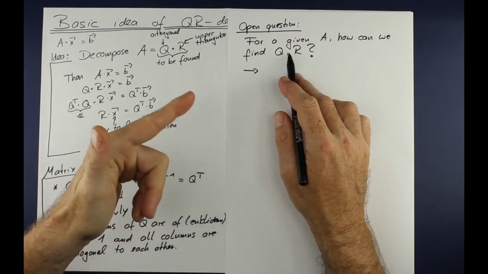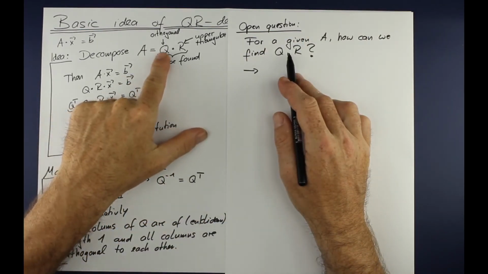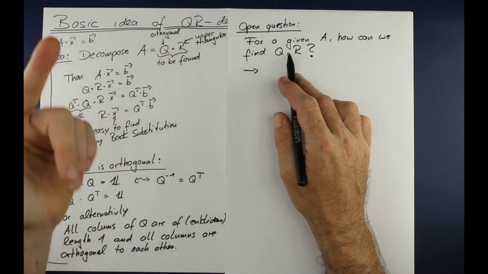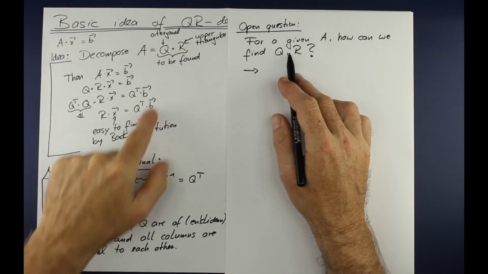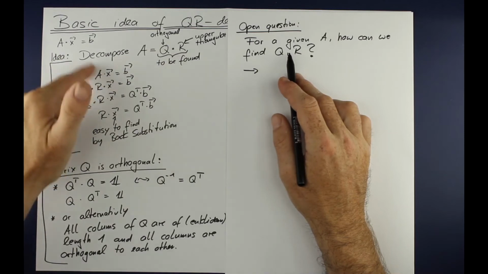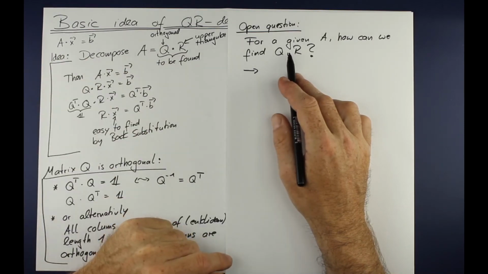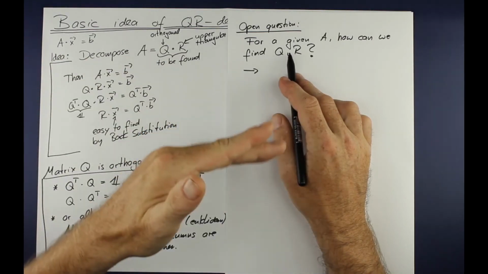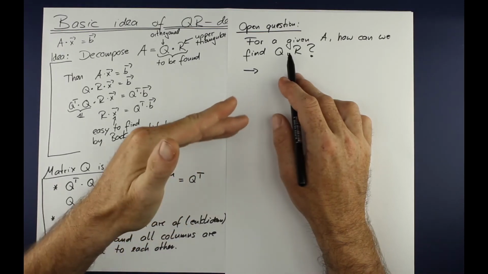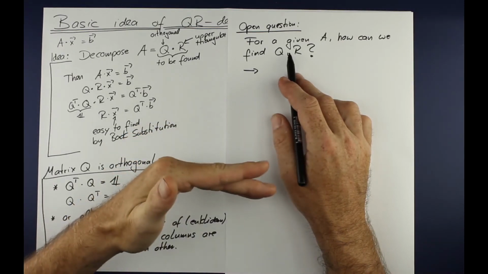The open question is, how can we find Q and R? A is given and we want to find Q and R, and if we have Q and R, then we can take the benefit out of it. But how can we find them? This question we will not answer in this video, but in the videos following.